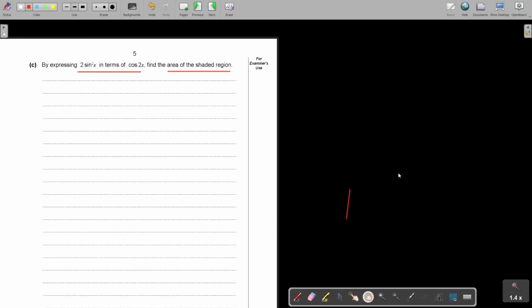Let's continue with part C. By expressing 2 sin squared x in terms of cos 2x. They actually help you. They first say, use trigonometry, first express it like this, and then you find the area of the shaded region. So if you read the question, you think here trigonometry, and area of a region. Just like the gradient of a curve is differentiation, area underneath a curve is integration.